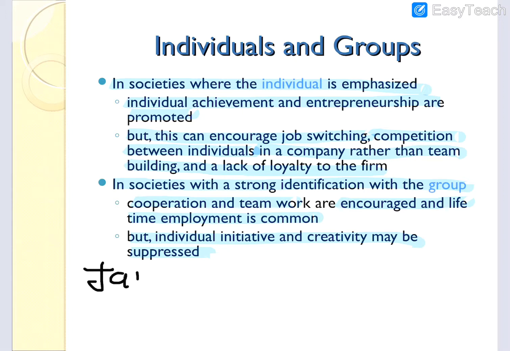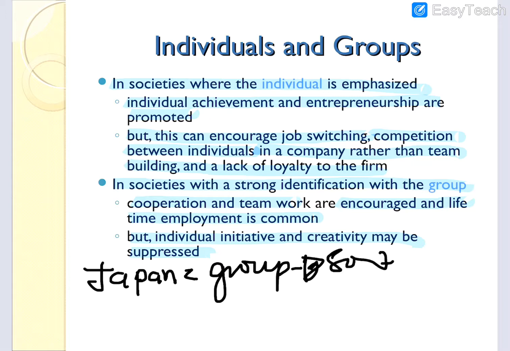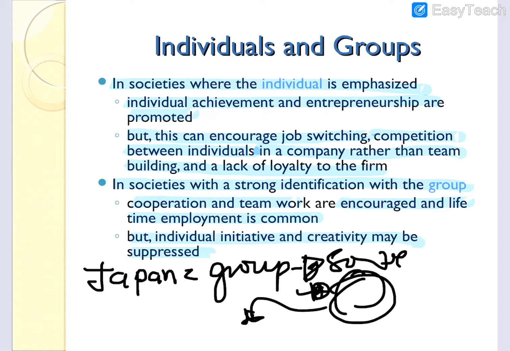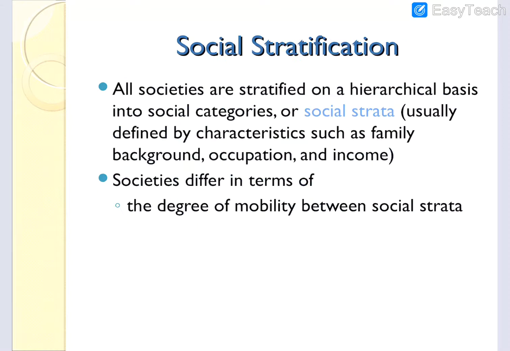Okay, I give you an example in Japan. The social status of an individual is determined as much by the standing of the group to which you belong as by his or her individual performance. So traditionally in Japanese society, the group was the family to which an individual belongs. So Japan, they are more towards the groups. So whatever you work or whatever you do is for society. Means if you work in a company, whatever you do, the company becomes first, then you become the individual. So in Japan.